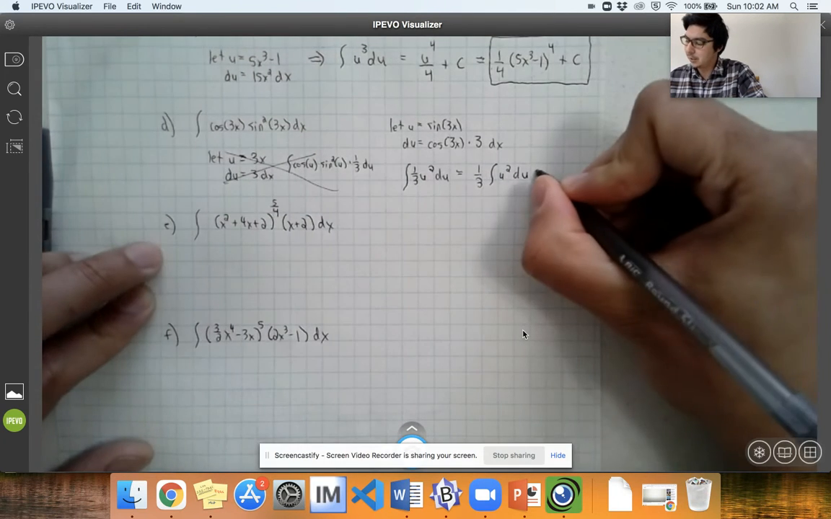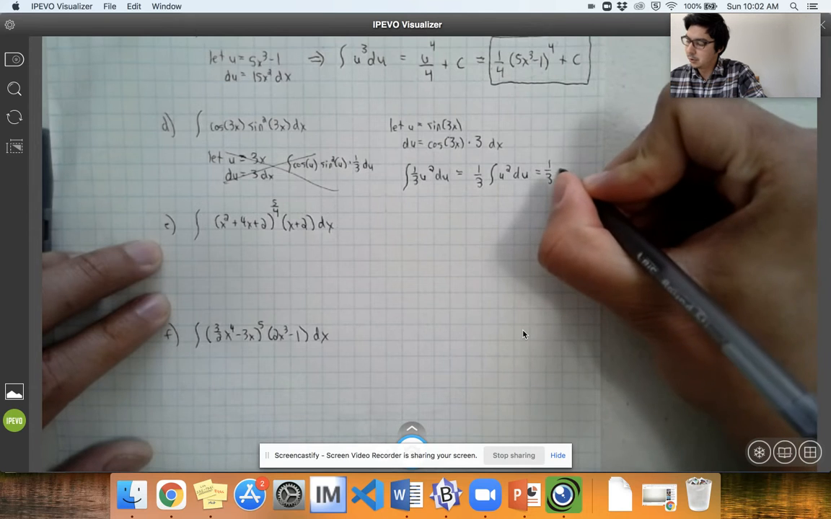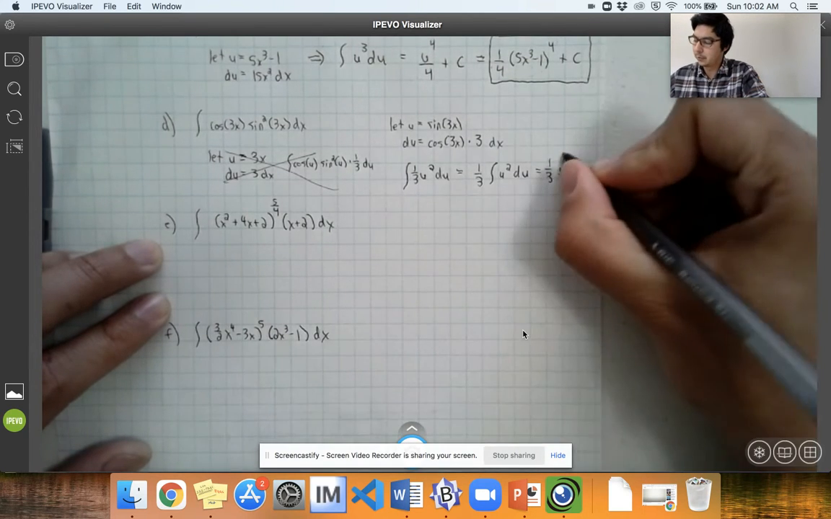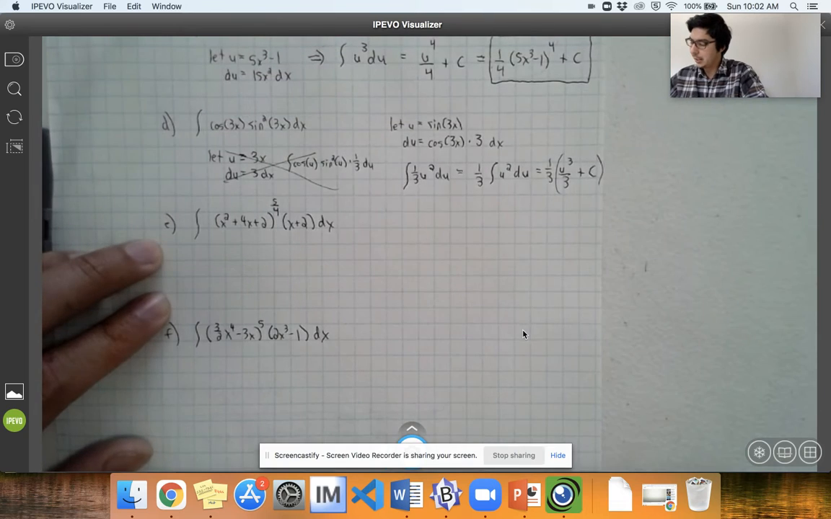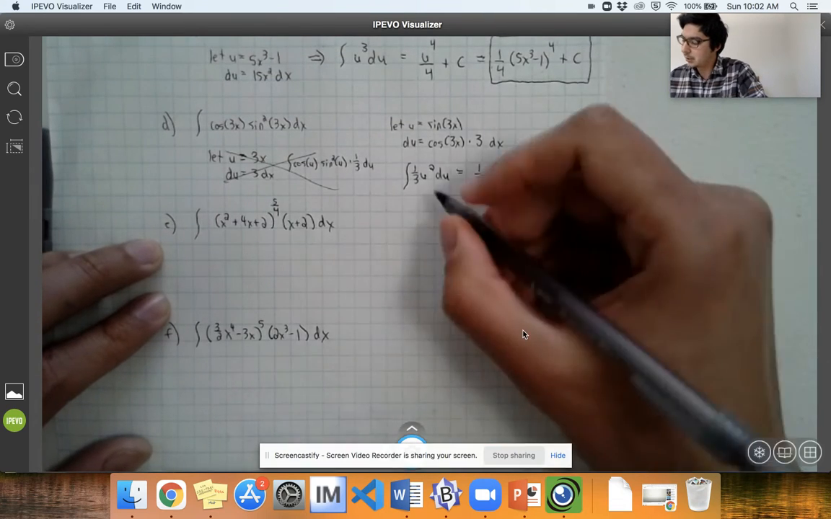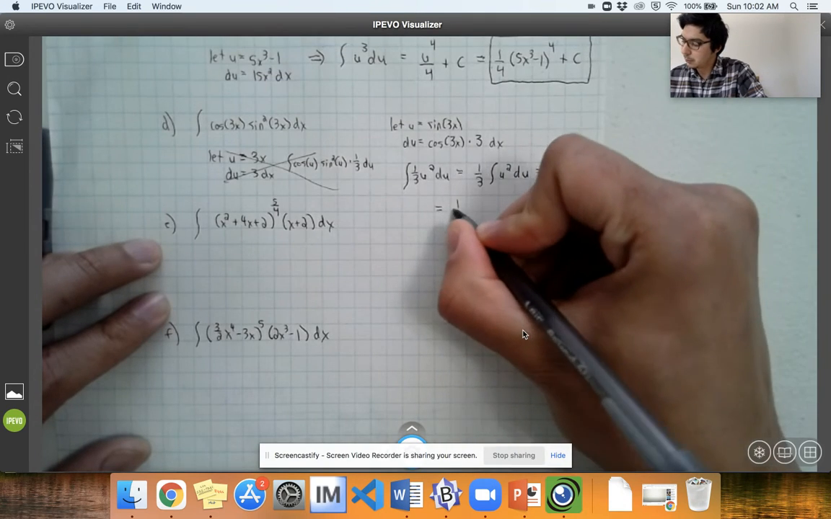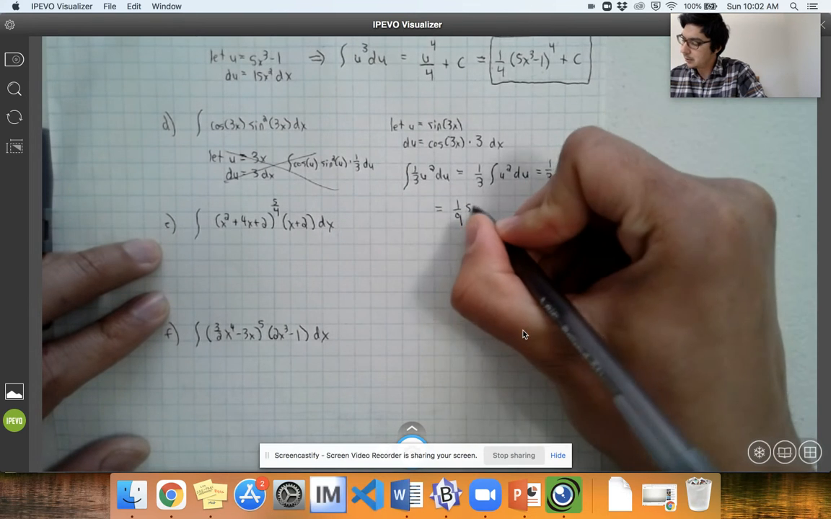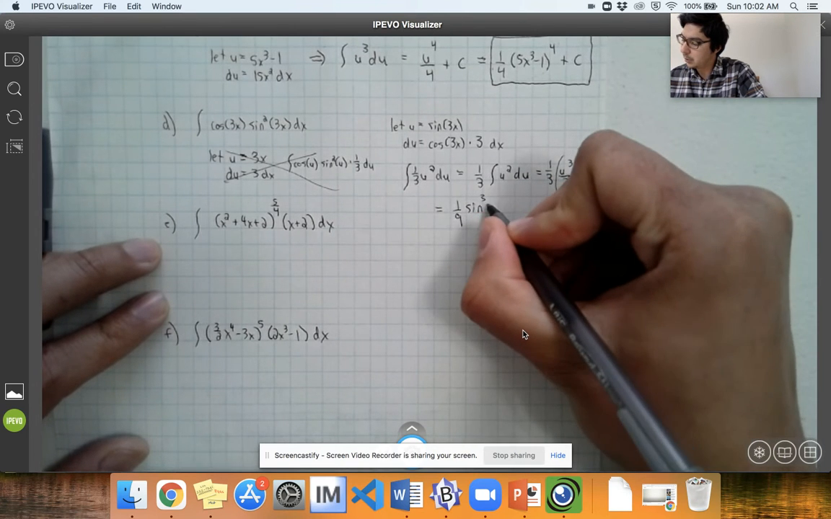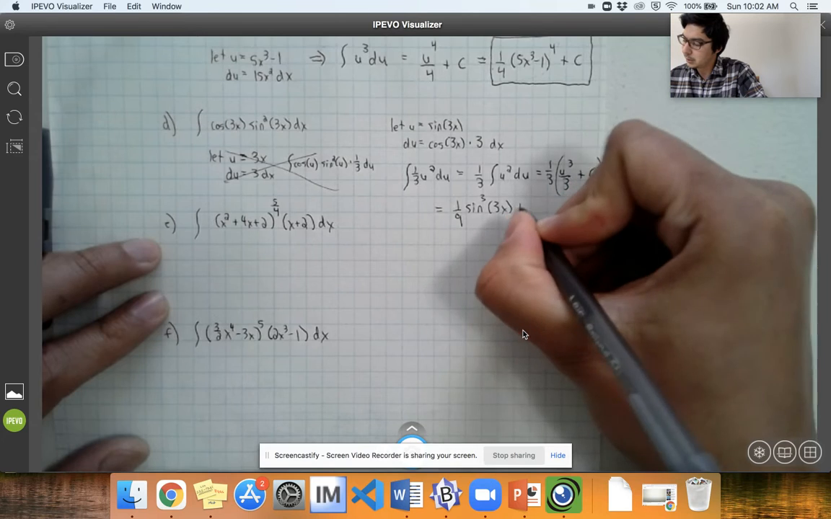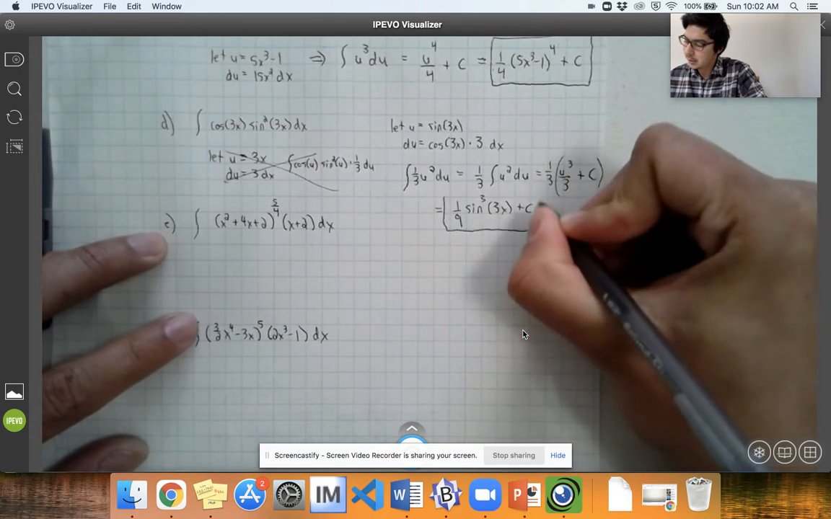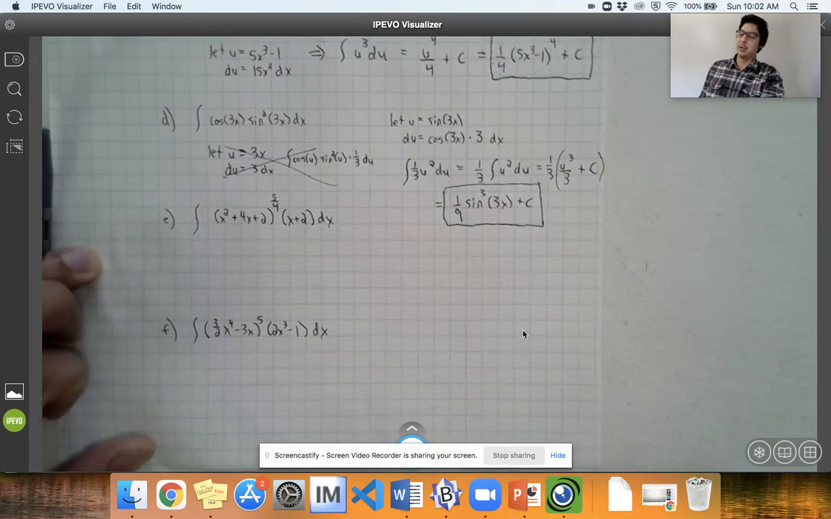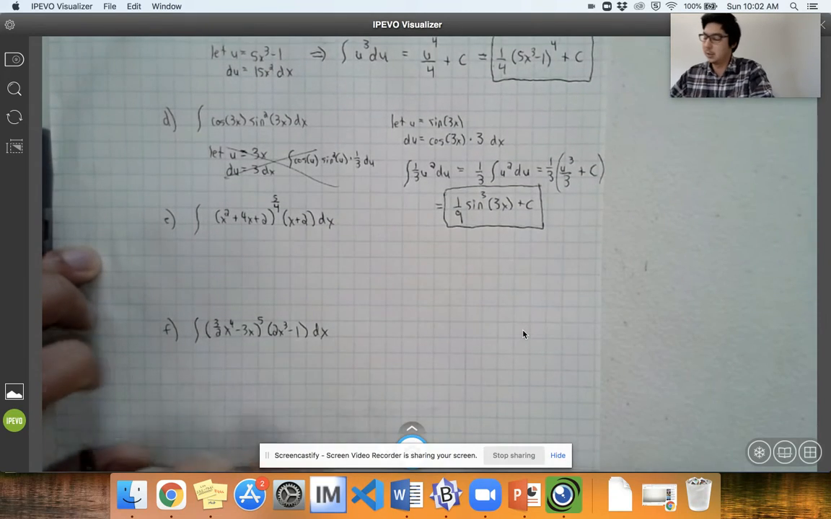So then I could write this as 1/3 u to the 3rd over 3 plus c, right? And then just replace my u with sine of 3x, and what I'm going to get here is 1/3, well, it's actually going to be 1/9 sine cubed of 3x plus c, and there's my answer. And it's a little bit faster where you're just following a technique rather than having to do as much thinking, if you pick your u correctly, that is.